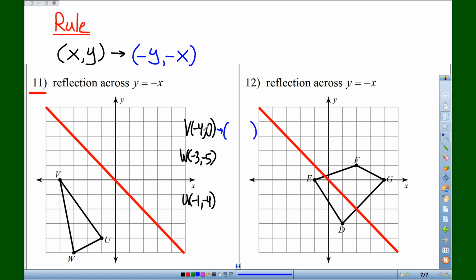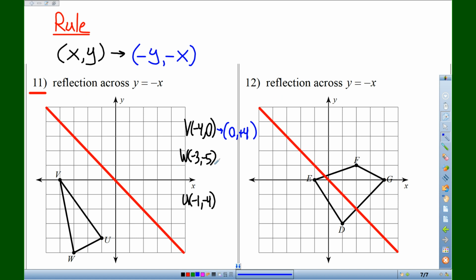When you go to do this, I recommend doing those two things one at a time. So the first thing I'm going to do is swap my two numbers. (-4, 0) becomes (0, -4). And then now I'm going to change their signs. There's no negative 0, so it stays that, but negative 4 becomes positive 4.